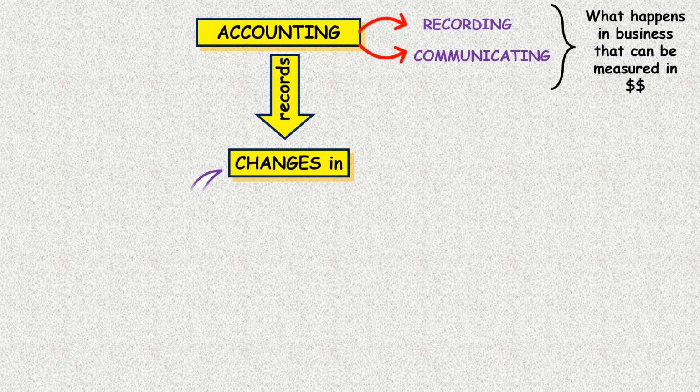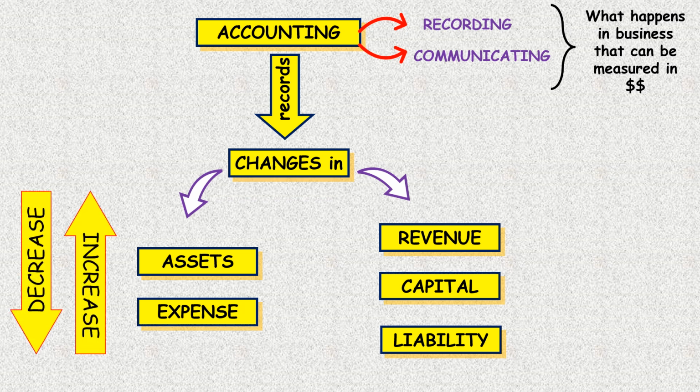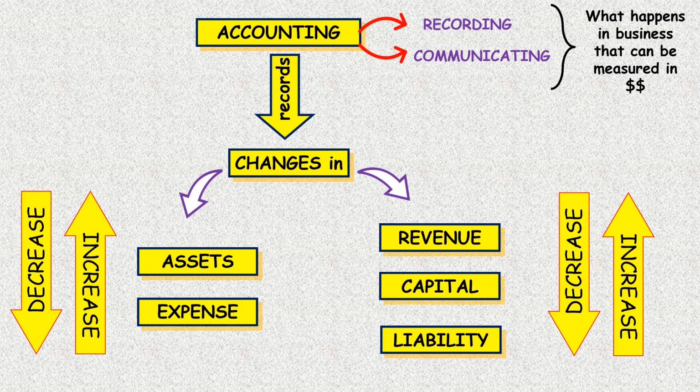Now, recording is actually about changes that happen in these 5 items: the assets, expenses, revenue, capital, and liabilities of the business. By changes, we mean that these things either increase or decrease. So assets increase or decrease. Similarly, revenue, capital, and liabilities of the business increase and decrease when transactions happen.